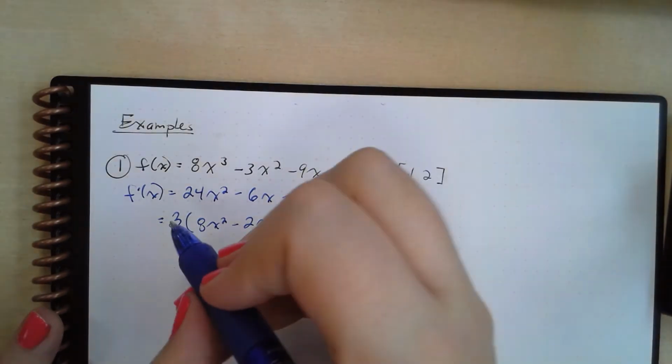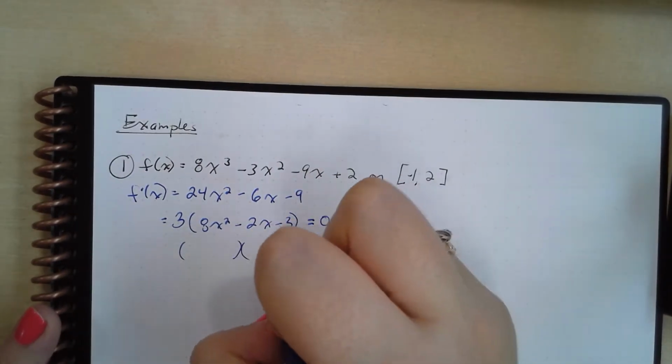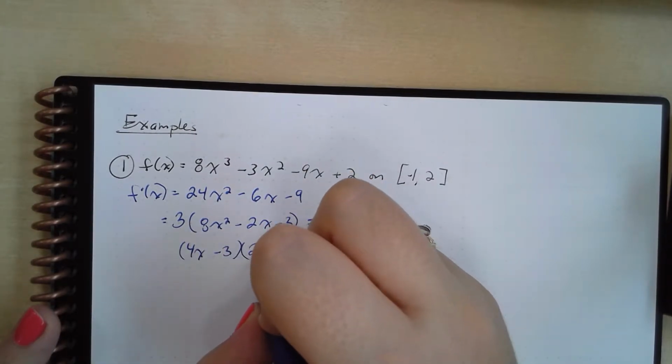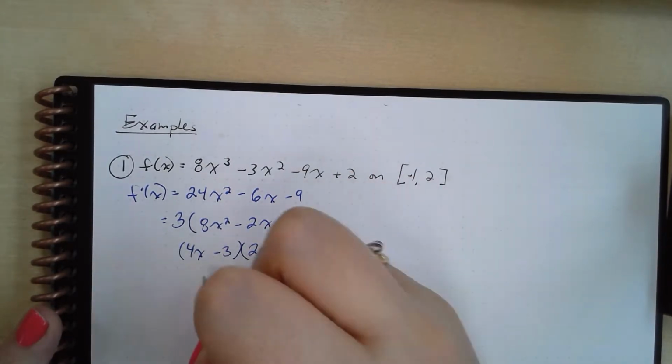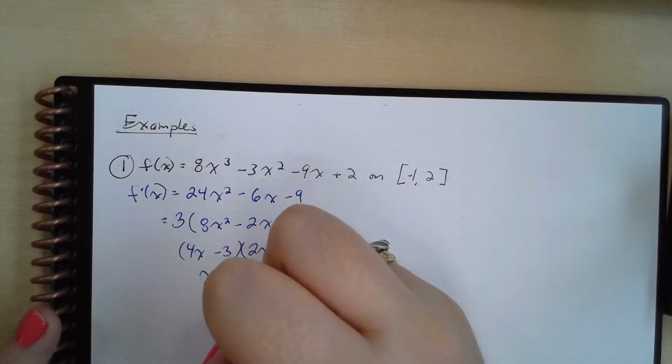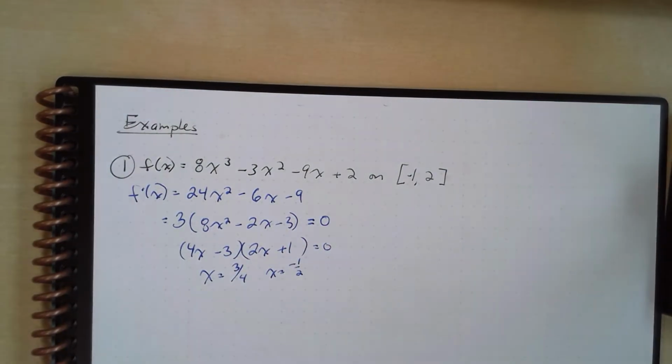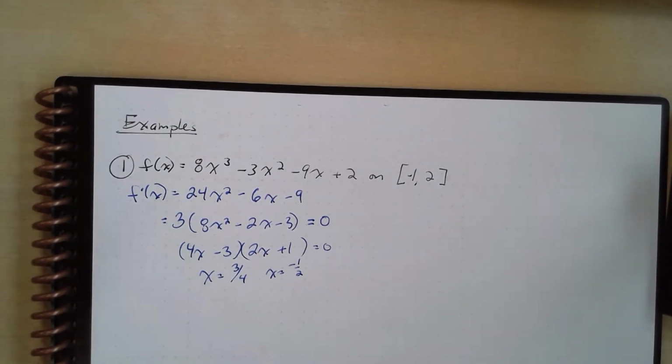If I factor this, I get (4x minus 3) times (2x plus 1) equals 0. So x is going to be equal to 3/4, or x is going to be equal to negative 1/2. Cool. Now I need to actually test these points.